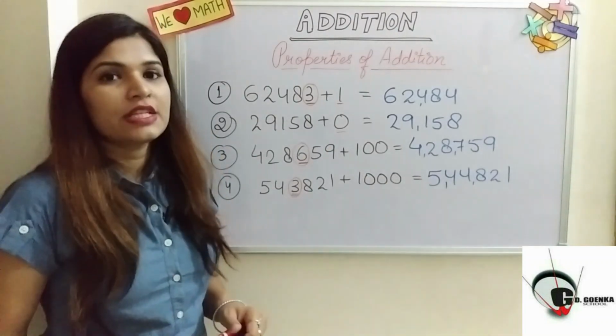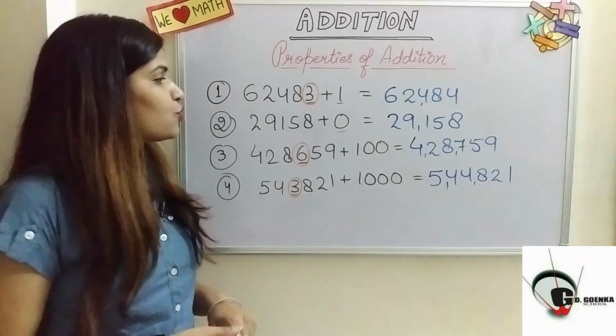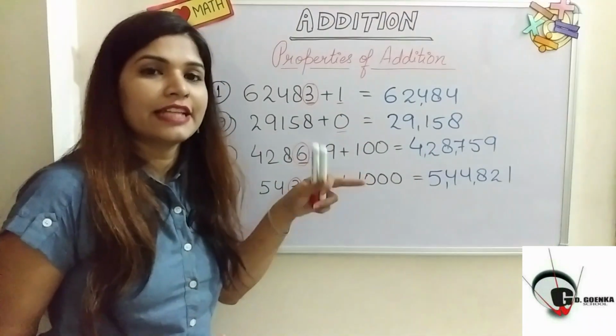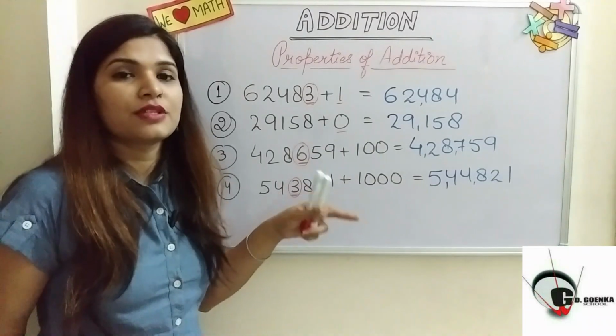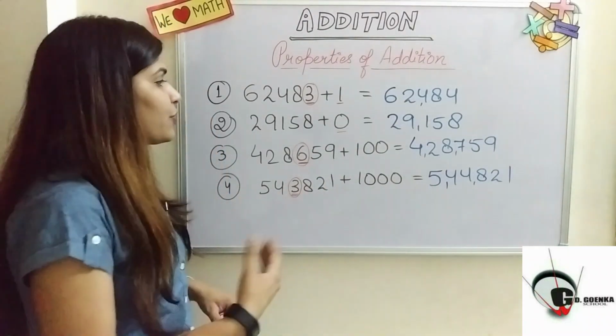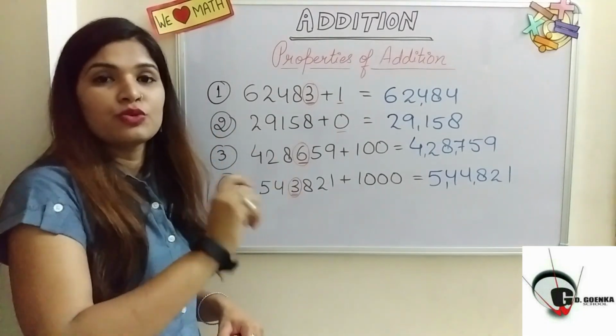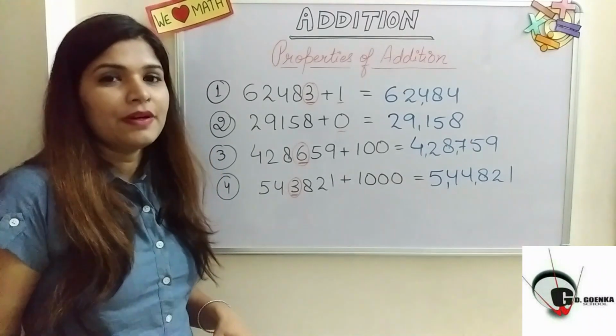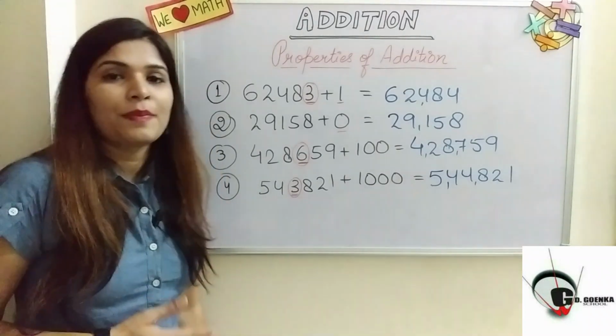So children, this is a short trick as well. You can use it for easy calculation when adding numbers like 1, 10, 100, 1000, 10,000, lakh, or 0. So you can easily solve without using pen and paper, or yes, pencil and paper. So I hope children this topic is clear to you.